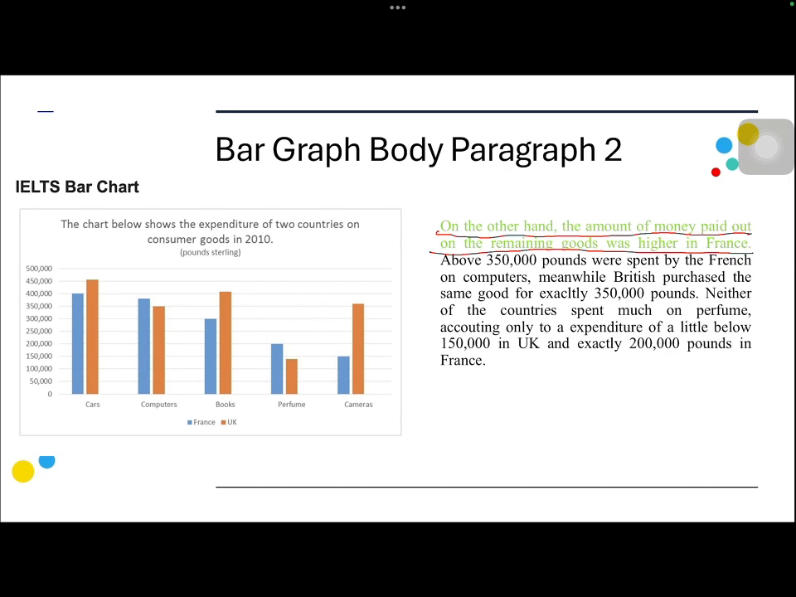So त्यो goods भनेको computers र perfume हो, right? So above 350,000 pounds were spent by French on computers. Meanwhile, British purchased the same good for exactly 350,000 pounds. So above 350,000 and exactly 350,000, right? Again, I have another typo here. Never mind. Neither of the countries spent much on perfume, accounting only to expenditure of a little below 150,000 in UK and exactly 200. So I have mentioned data for the expenditure of both the countries in both of these goods, right? Now this is all about writing the task 1 essay.